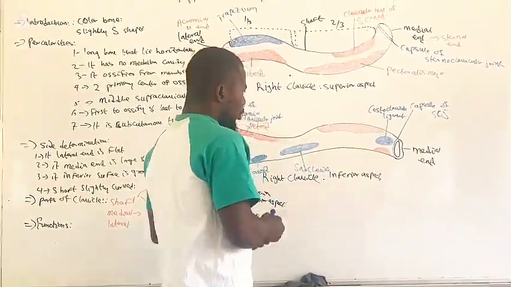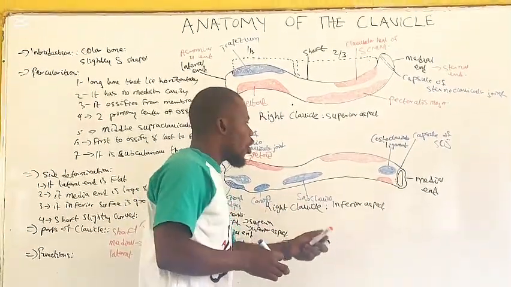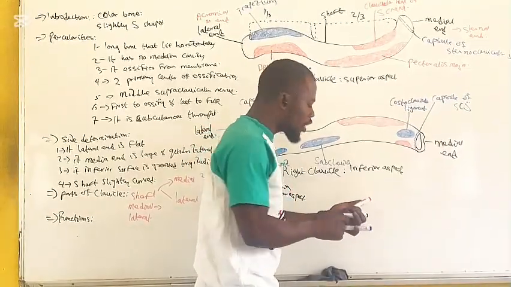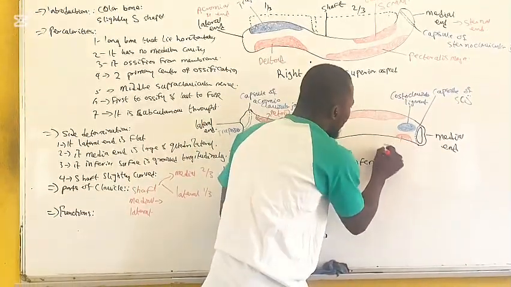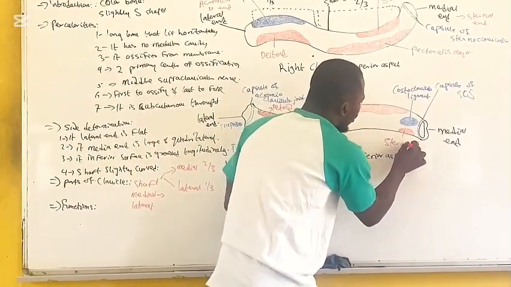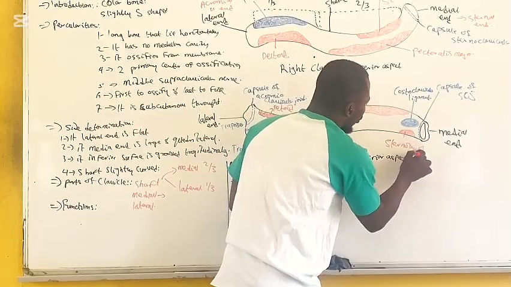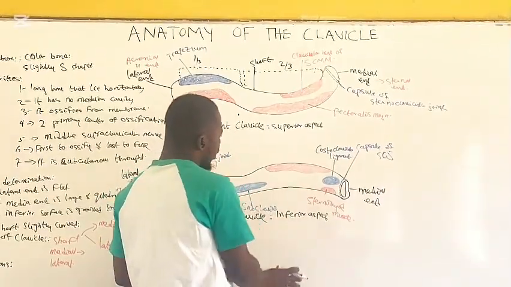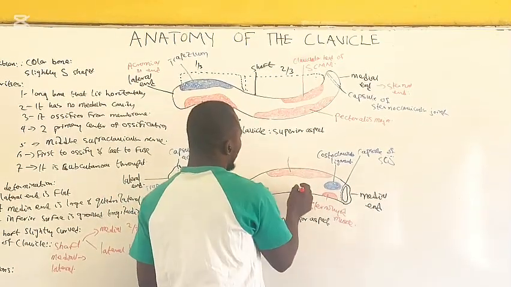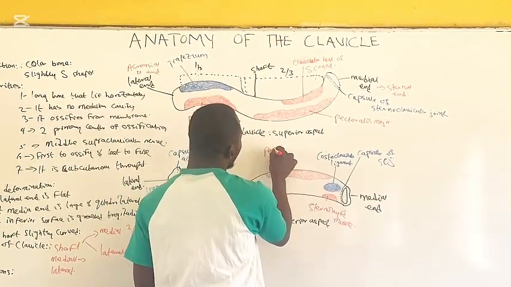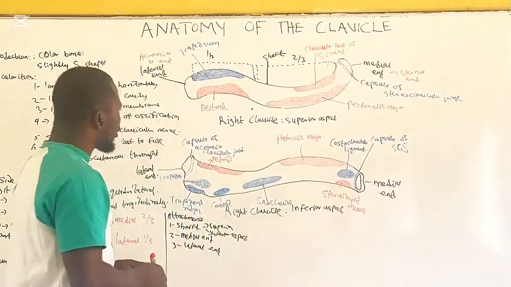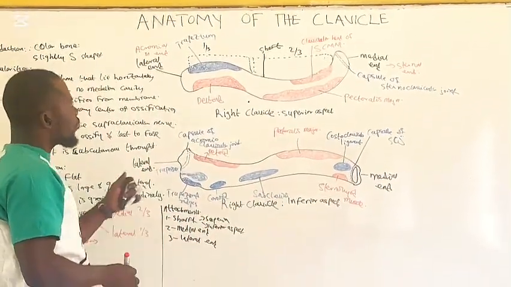ligament, and the posterior surface of the medial 1/3 of the clavicle gives origin to the sternohyoid muscle. So this is the sternohyoid muscle. This inferior aspect of it, the anterior surface gives origin to pectoralis major. So these are the attachments on the clavicle.